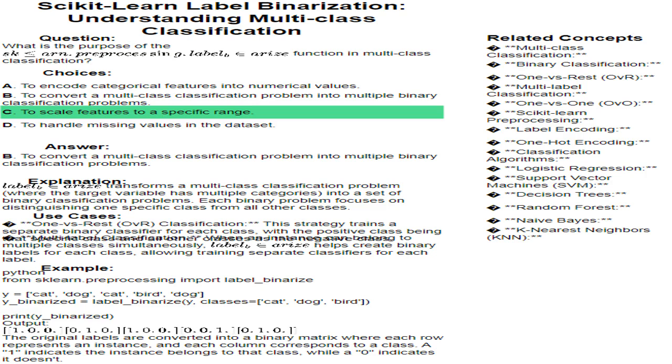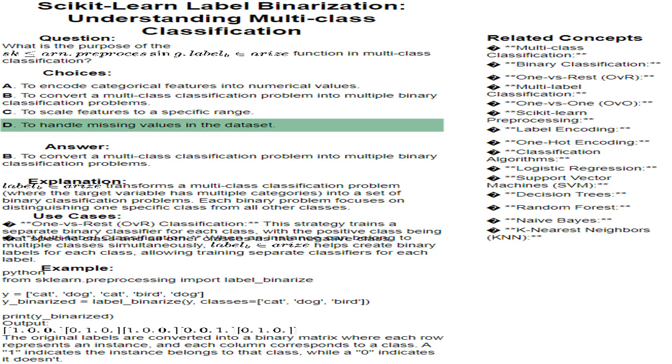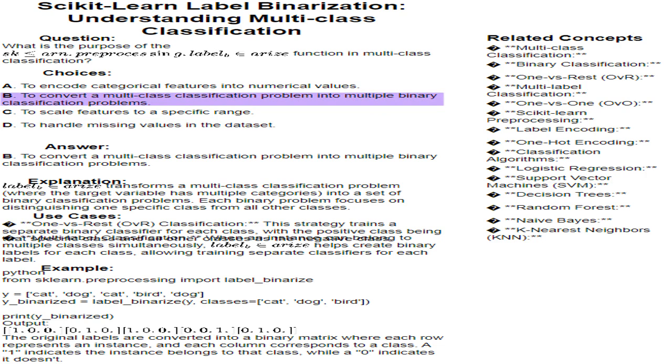False. Feature scaling is a separate preprocessing step handled by functions like StandardScaler or MinMaxScaler. label_binarize deals exclusively with transforming labels, not scaling features. To handle missing values in the dataset. False. Missing value handling is addressed using techniques like imputation or dropping rows. label_binarize doesn't directly deal with missing values. To convert a multi-class classification problem into multiple binary classification problems.